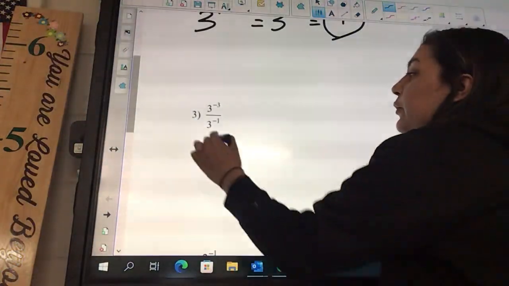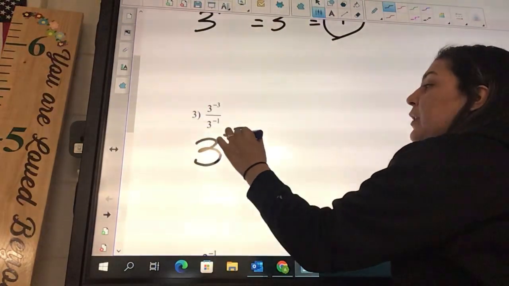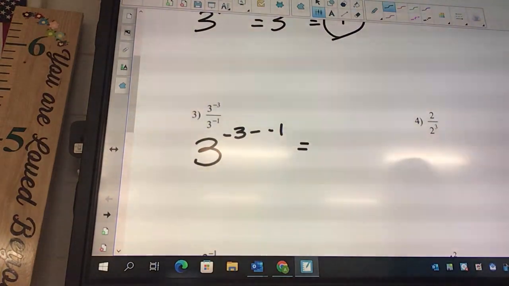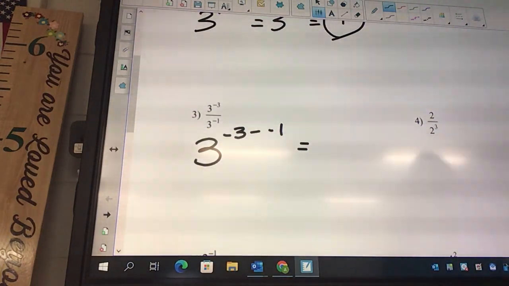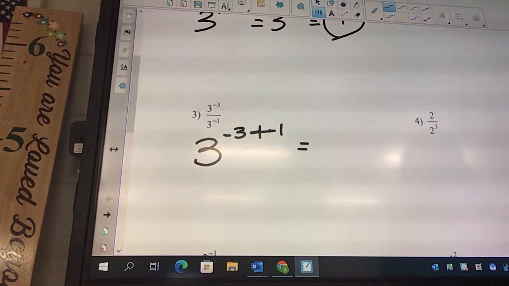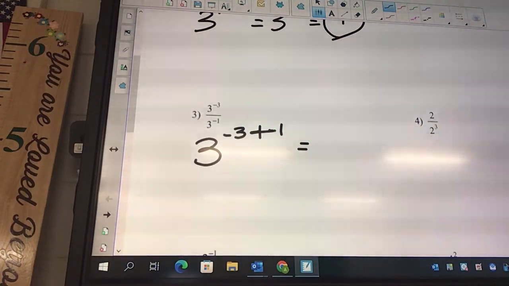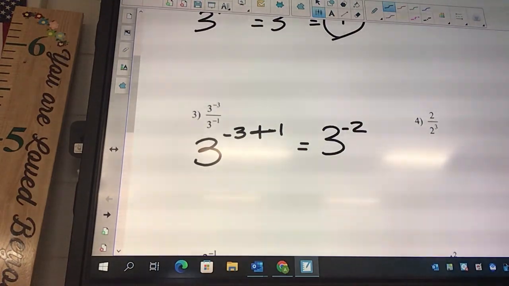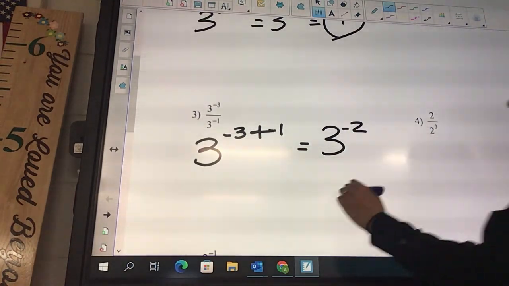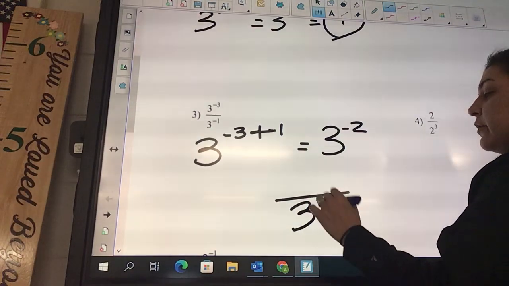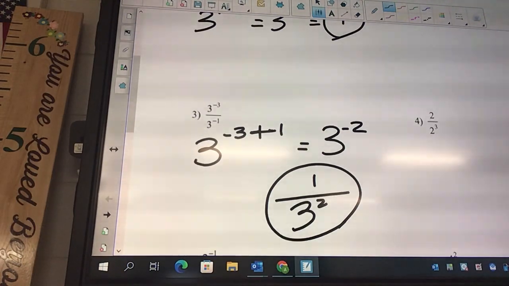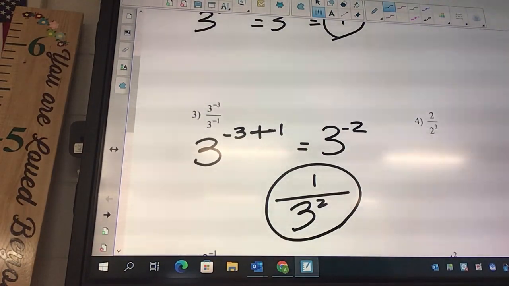Okay, so number 3, we got 3 to the negative 3 minus negative 1. Okay, well, what's a minus minus? A plus. So it's really going to be negative 3 plus 1, negative 2. So you're going to get 3 to the negative 2. And what do we do with negatives? We got to put it to the bottom. So it's going to be 3 over 2 to the 1. Okay, now remember, this is just numbers, so we don't say 9. Okay, we don't do this 3 squared, which is 9. Okay.